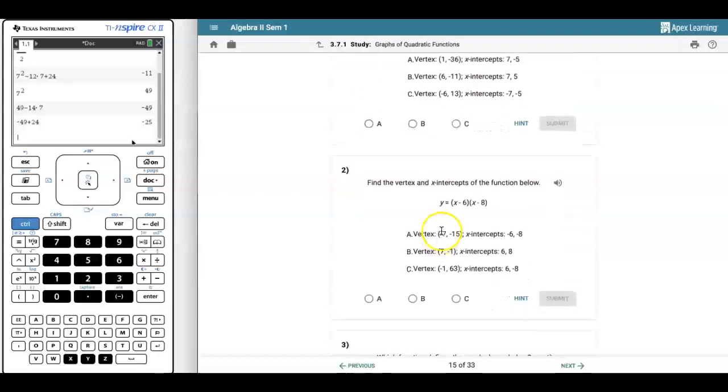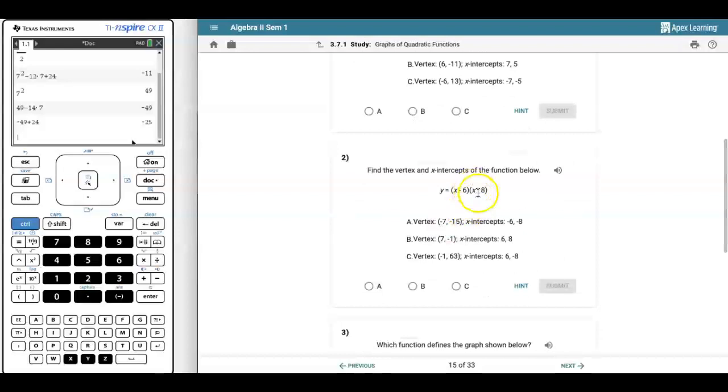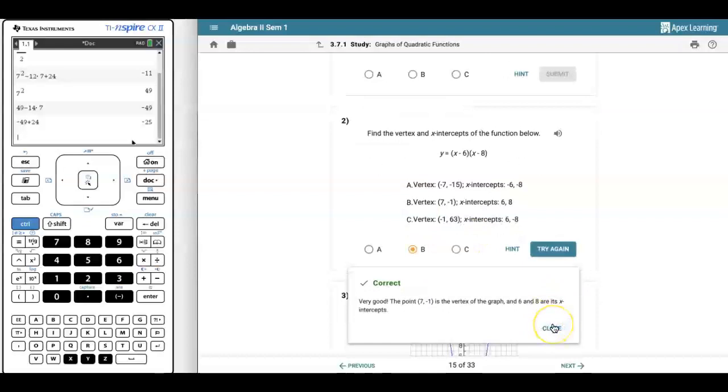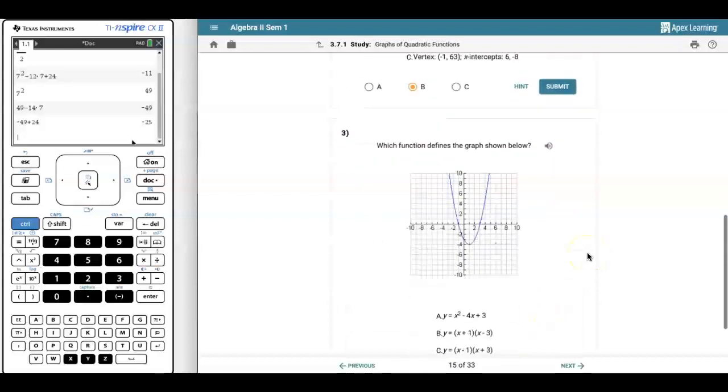Same thing here, except this one's a little bit already done for you. So our x-intercepts for this one are going to be x equals 6 and x equals 8. Then our vertex is halfway between, so we just have to double check to make sure, but our vertex halfway between 6 and 8 means 7. Then I plug our 7 back in for x to calculate our y, and we should end up with a -1. So if I do this one for you, there you go. Our answer is B for this one.